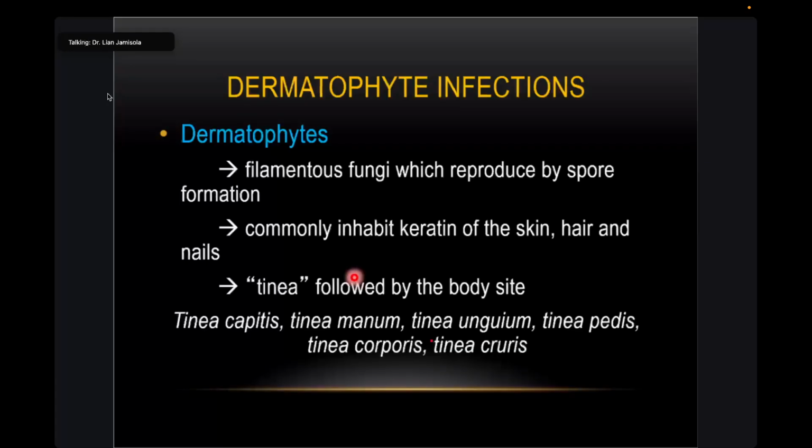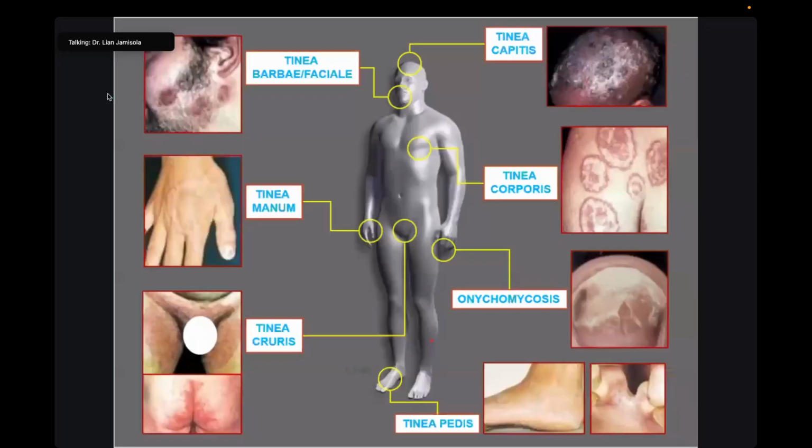In English or medical term, it's the tinea followed by the body site. So it can be tinea capitis, tinea manuum. If you have it on the head, it's tinea capitis. On the body, tinea corporis. On the nails, tinea unguium or onychomycosis. On the feet, tinea pedis. In the inguinal area, tinea cruris. On the hand, tinea manuum. On the beard or on the face, tinea barbae or tinea faciale.